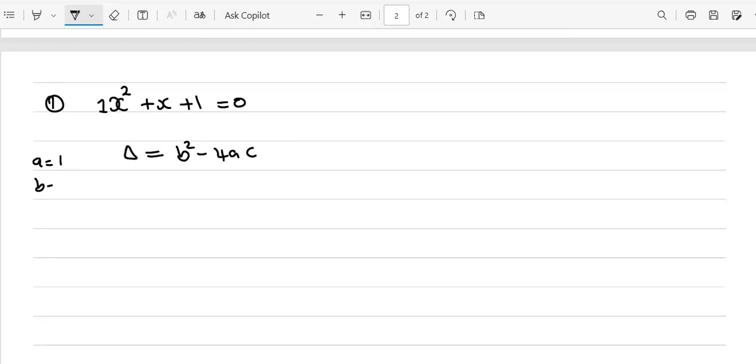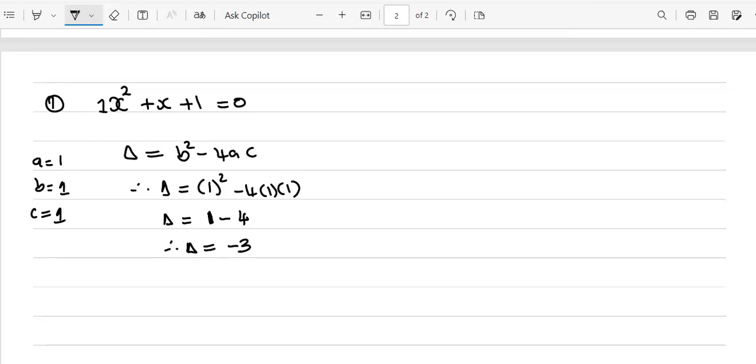The value of b is the number in front of x, which is also 1, and the value of c is 1. So therefore the discriminant will be equal to, where there's b we put 1 squared, minus 4 times, where there's a I'm going to sub in 1, and where there's c we put 1. Therefore this will give us 1 squared, which is 1, minus 4. Therefore your delta will be equal to -3.